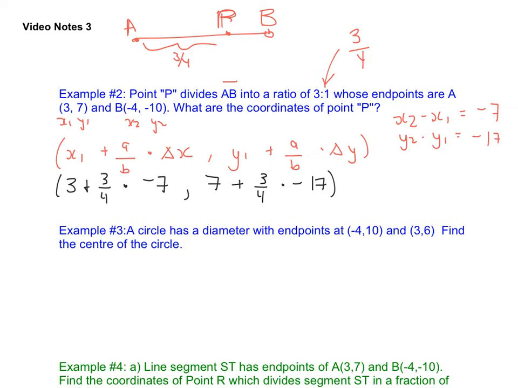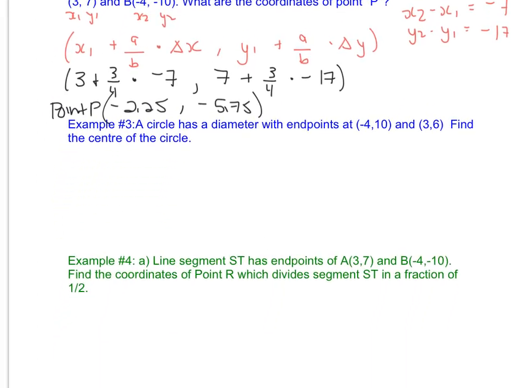So if I do this in my calculator, I should get an answer of negative 2.25 and negative 5.75. That is point P. That's what you should have gotten on your calculator. Let's go to the next example.